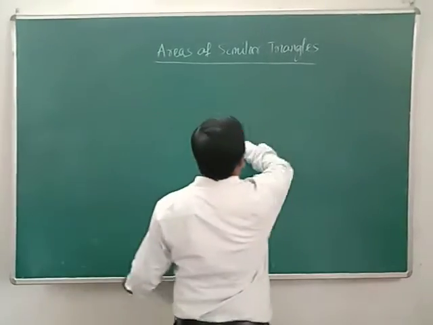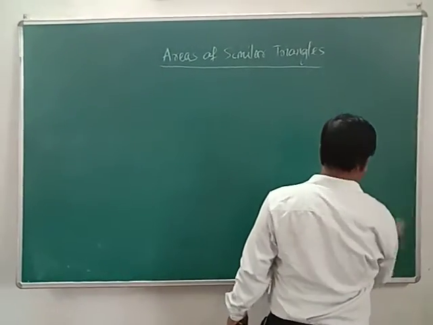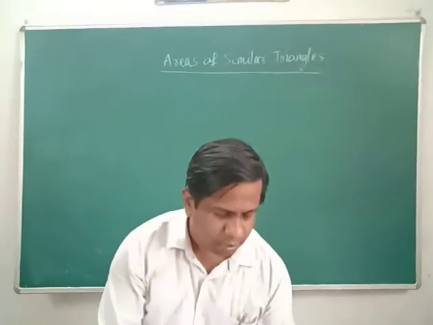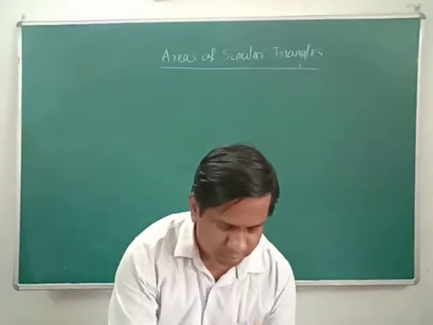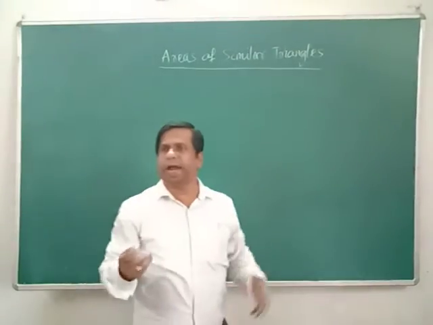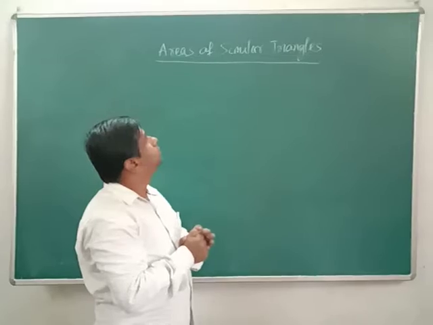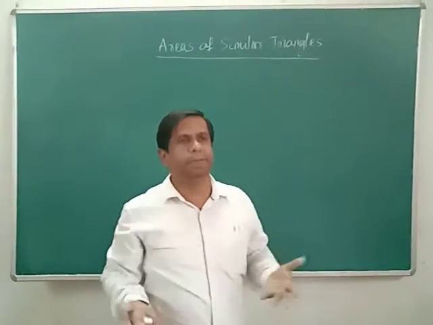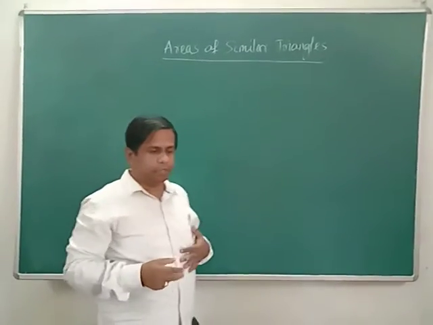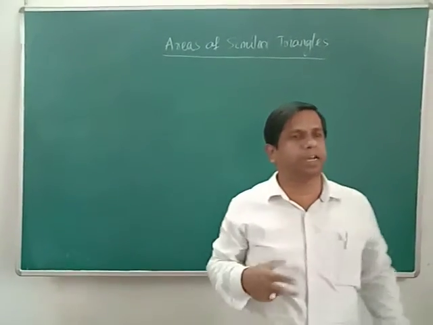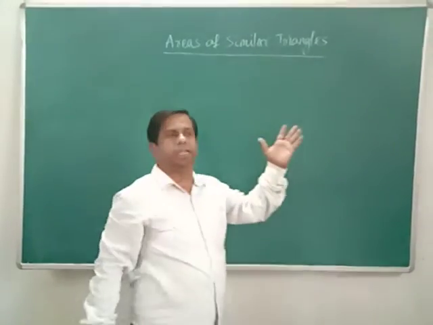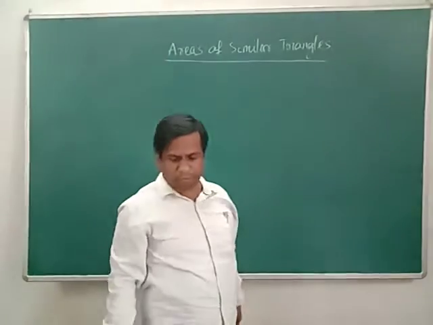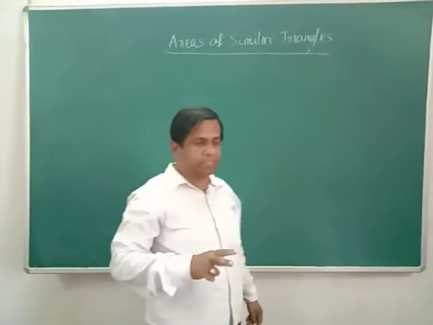Now, how do we find the relationship between the areas of similar triangles and their corresponding sides? Do you have any idea about this? Area is measured in square units, so it may arise in your mind that the ratio of the areas may be the square of the ratio of the corresponding sides.